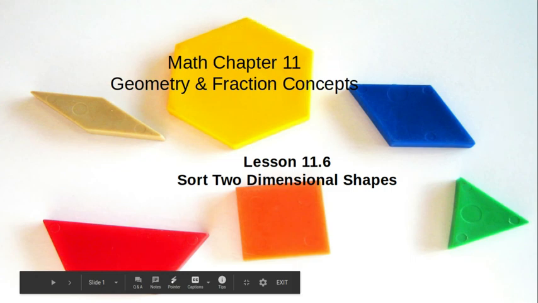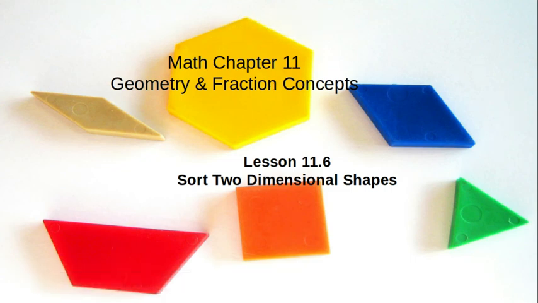We're looking at Math Chapter 11, Geometry and Fraction Concepts. Today's focus is Lesson 11.6, Sorting Two-Dimensional Shapes. Go ahead and get your math workbook out and open to that lesson. You will need a green, red, and blue crayon today, along with your pencil.